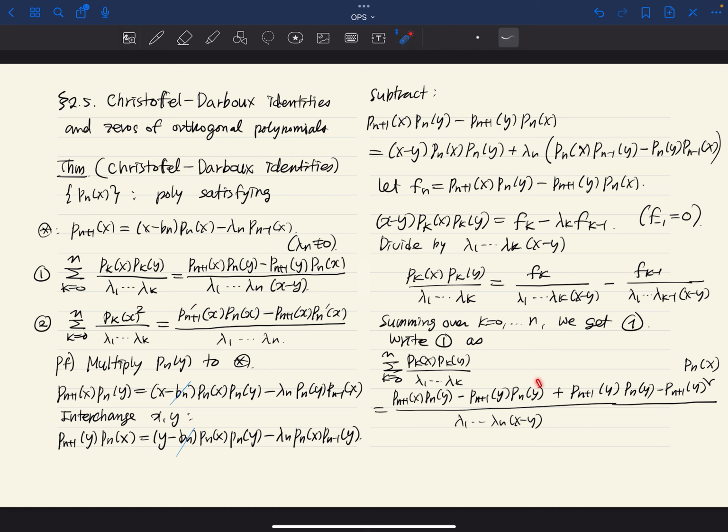Now you see you have this common factor. So taking the limit, y approaches x, we get the second identity, because this part, this minus this divided by this, is really the derivative. And also the common factor, and then this, you get the derivative. So that's how you get the second identity. So that's the proof.